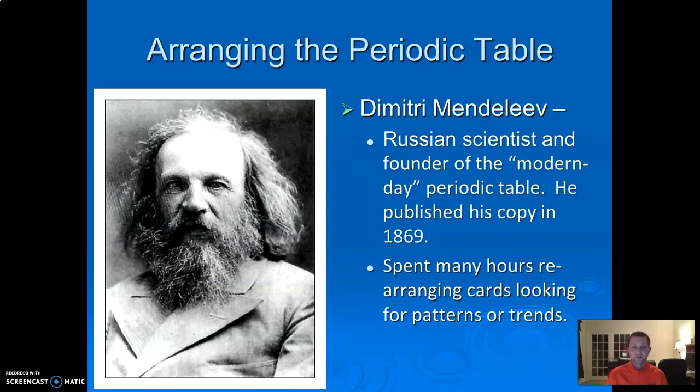Okay, who's in charge of all this? Who can we blame for this whole periodic table that we have? Here he is, a Russian scientist named Dmitry Mendeleev. He's the founder of the modern-day periodic table, published his first copy in 1869, so not all that long ago in terms of history here. But how did he do it?